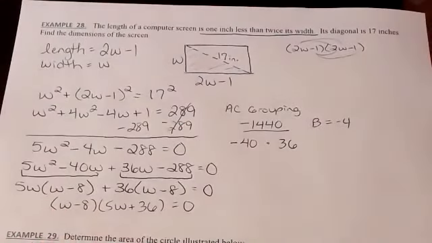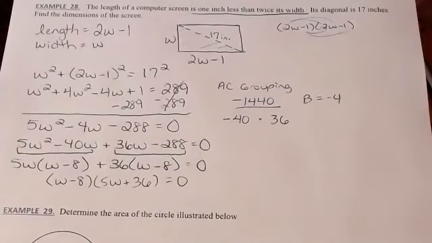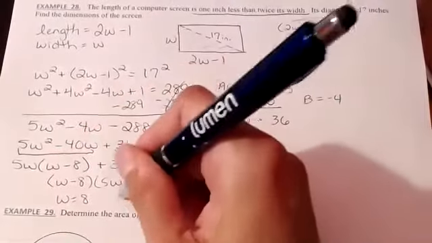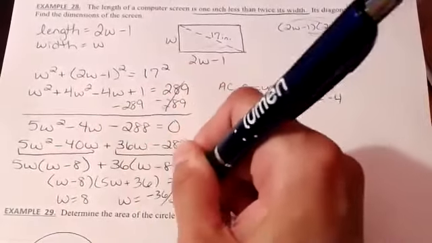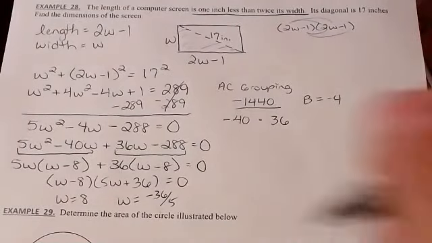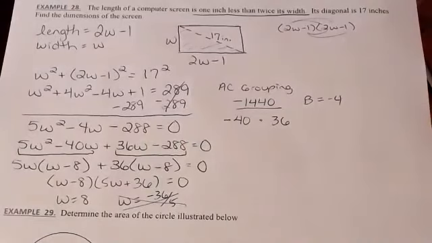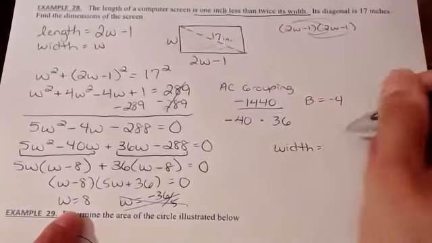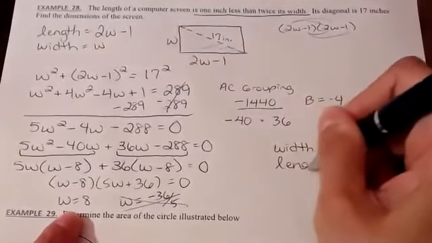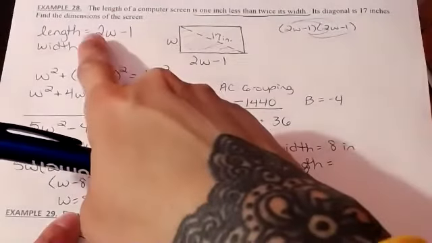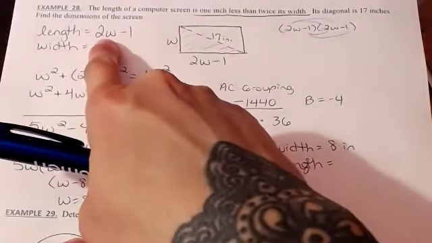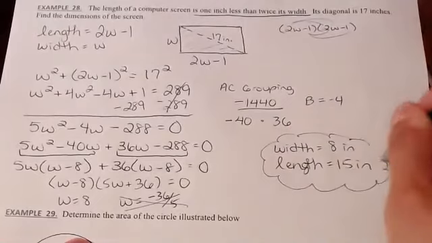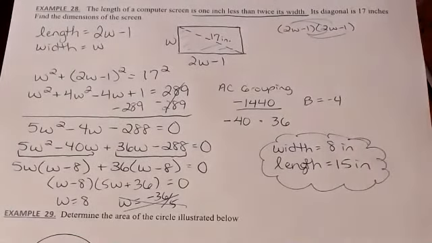When we go ahead and solve each of these factors, meaning set them equal to 0 and solve, we will find that w is equal to 8, and that here w is equal to negative 36 over 5. We recognize we can't have negative length, so we're going to throw that solution away, and we find that the width is 8 inches, and the length, go back up here, 2 times the width, so 2 times 8 is 16, minus 1 is 15, and there is your width and your length. Perfect.